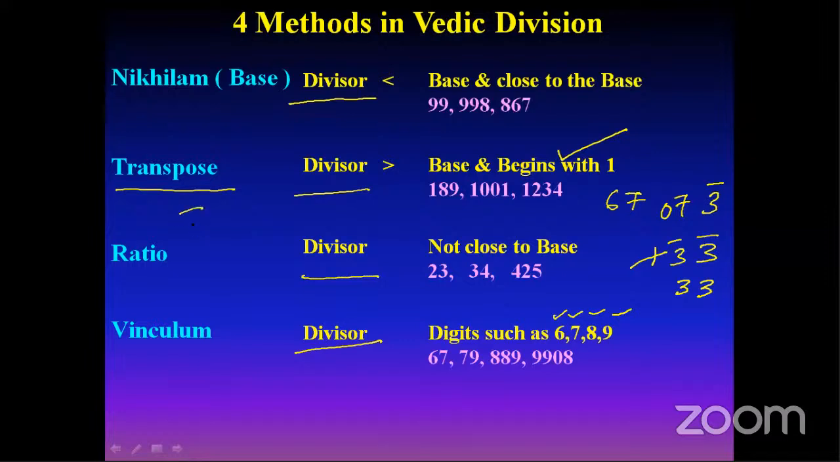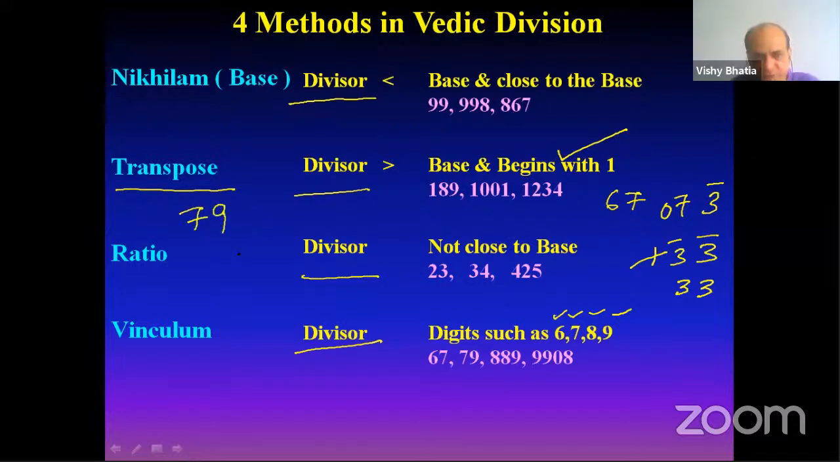If I'm getting 79 as my divisor, let's Vinculamize it. 10 minus 9 bar, 8. This is effectively 081 bar. This is 1 bar. This is 2 bar. This is 1. I drop the 1. I transpose this -2 into +2 and 1 into 1. Is my life not a lot easier than dividing by 79? I've converted it into something easily handled. Right?